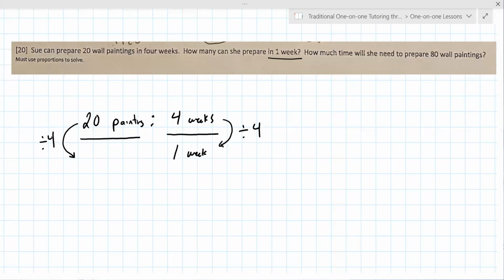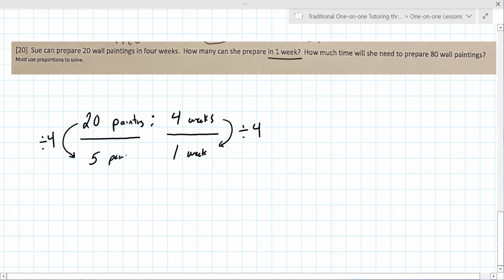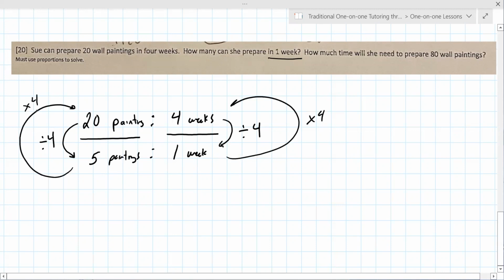So what is 20 divided by 4? 5. 5 paintings. So the idea is, if you average it out, she's been doing 5 paintings a week. If you go the other direction, you're multiplying by 4. So that's the first part, part A.